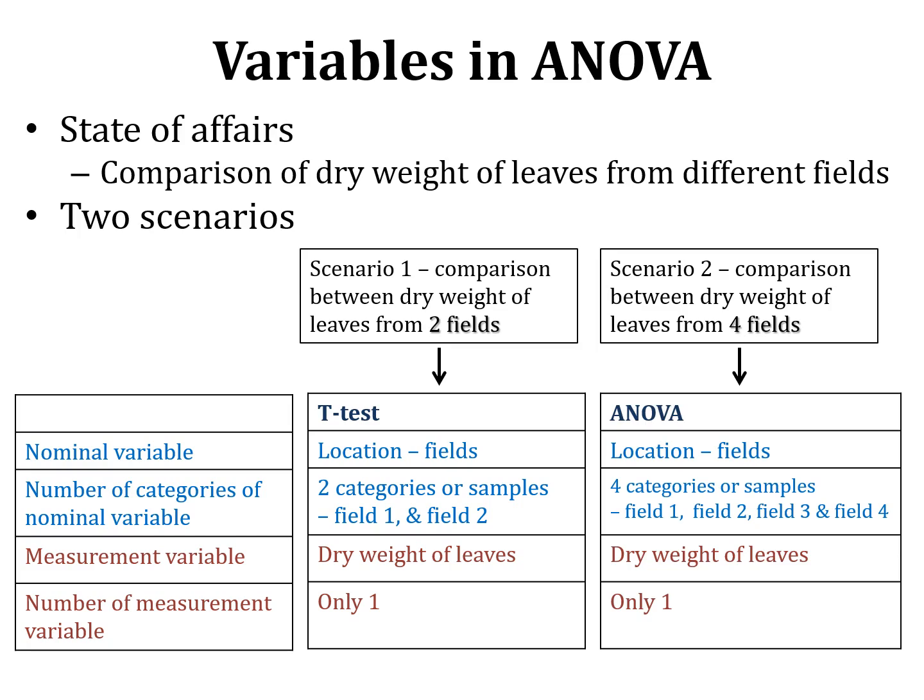Now in scenario 2, we have ANOVA, and the nominal variable in this case is location, which are fields. And how many categories do we have? We have 4 categories or samples, field 1, field 2, field 3, and field 4. And what is the measurement variable? The measurement variable is the dry weight of leaves. And how many measurement variables? Only one.